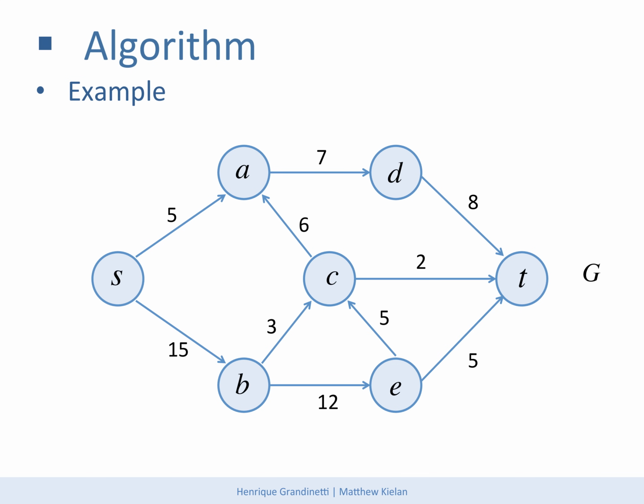Now we show how the algorithm works using an example. We start with an initial flow of 0, which results in a residual flow network which is equal to G, the original network. Then we start iterating. We find any shortest path from S to T. In this example, on the first iteration, there are 4 possible choices. We arbitrarily pick the path that goes through A and D, and we augment.